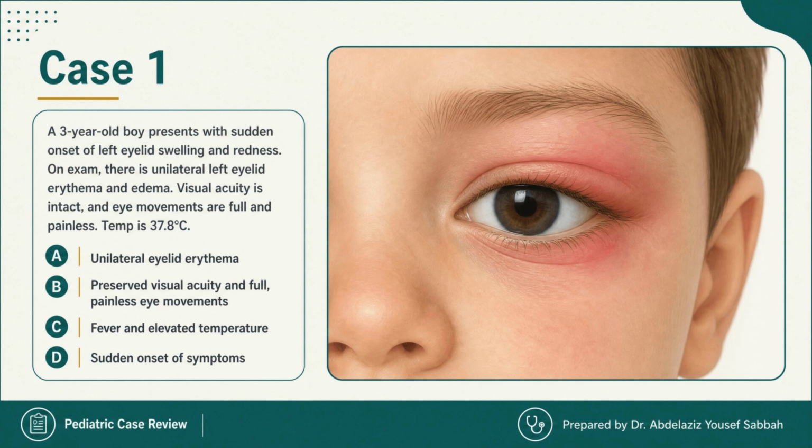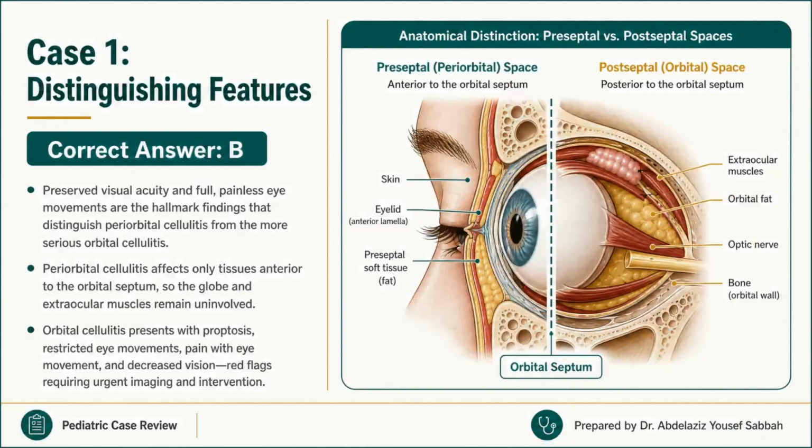Option A, unilateral eyelid erythema. Option B, preserved visual acuity and full, painless eye movements. Option C, fever and elevated temperature. Option D, sudden onset of symptoms. The correct answer is option B, preserved visual acuity and full, painless eye movements. This is the hallmark distinction at the bedside.